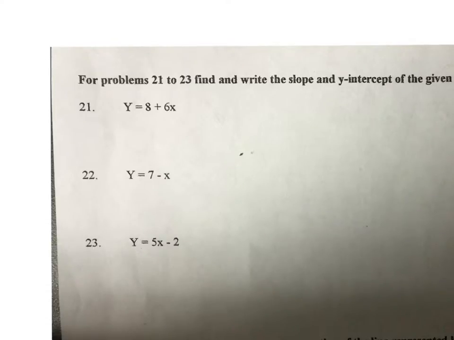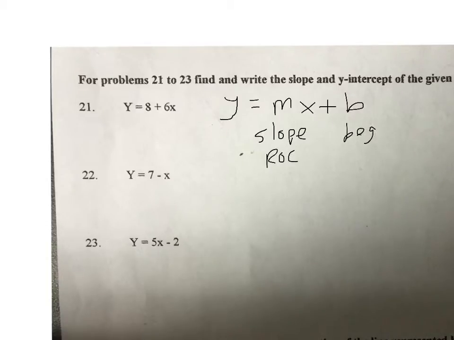Alright, for 21 to 23, all you had to do was find the slope and the y-intercept. So when you look at 21, you have to remember the equation y equals mx plus b. This should be ingrained into your brain by this point. The m is the slope or the rate of change, and the b is where you begin, or the y-intercept. Both parts are given to you in the equation. You just have to recognize which part is which.